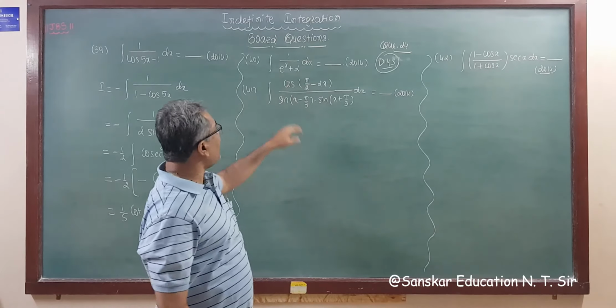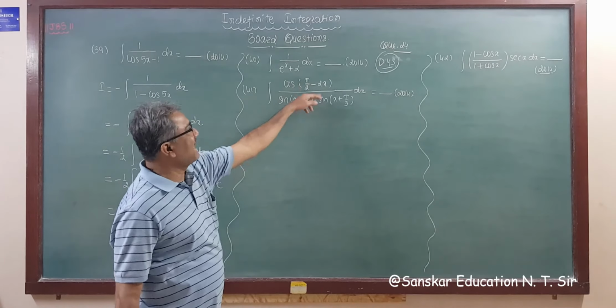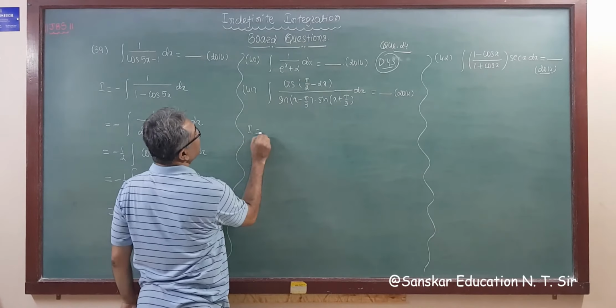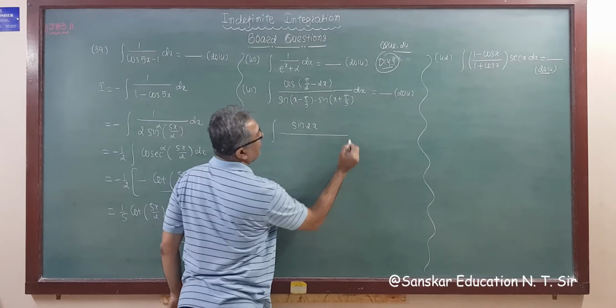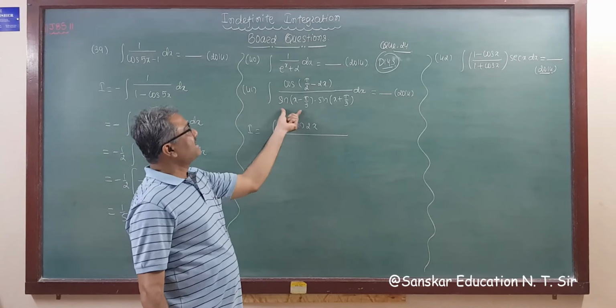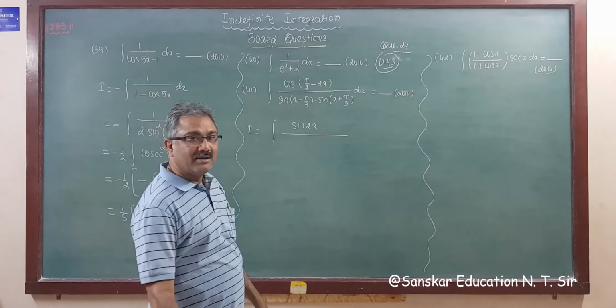Now this is cos (pi by 2 minus twice x), that is sin twice x. So I am writing I is equal to integration of sin twice x whole upon sin a plus b into sin a minus b, which is sin square a minus sin square b, that you know.